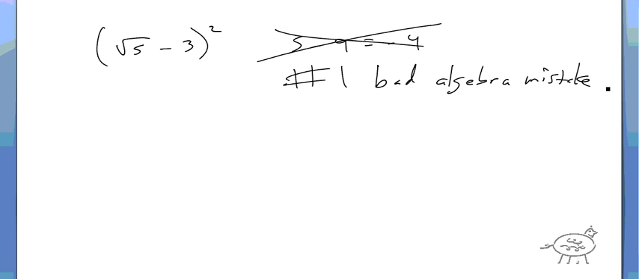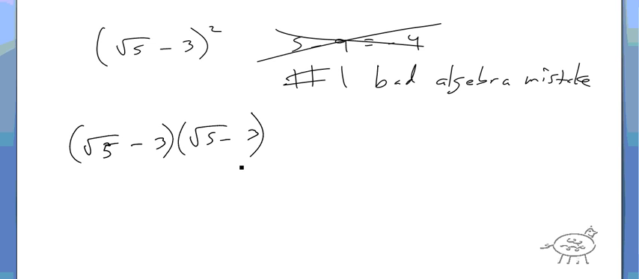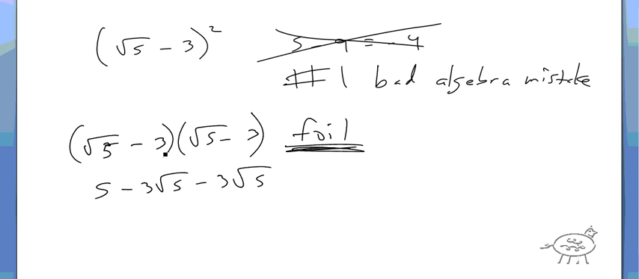You guys should remember, when you have a parenthesis and there's a squared on the outside, what do you do? You write it twice. Okay, so it's square root of 5 minus 3 times square root of 5 minus 3. And then you FOIL. Okay, root 5 times root 5 is 5. Root 5 times negative 3 is negative 3 root 5. Negative 3 times root 5 is negative 3 root 5. And negative 3 times negative 3 is positive 9. Okay, that's what you got to do. And then you combine like terms.